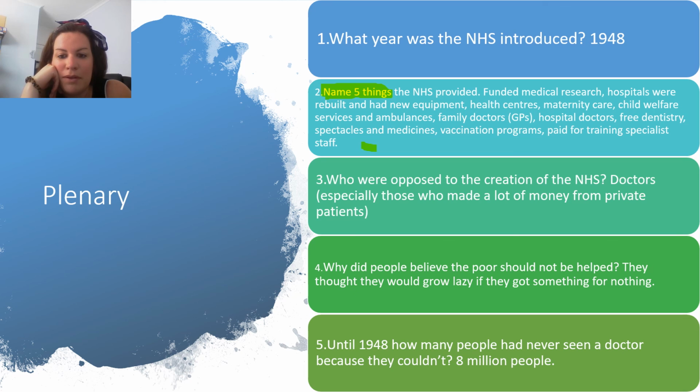Who was opposed to the creation of the NHS? Predominantly it was the doctors. Why did people believe that the poor should not be helped? Because they thought they would grow lazy if they got something for nothing. And it was 8 million people who hadn't seen a doctor.